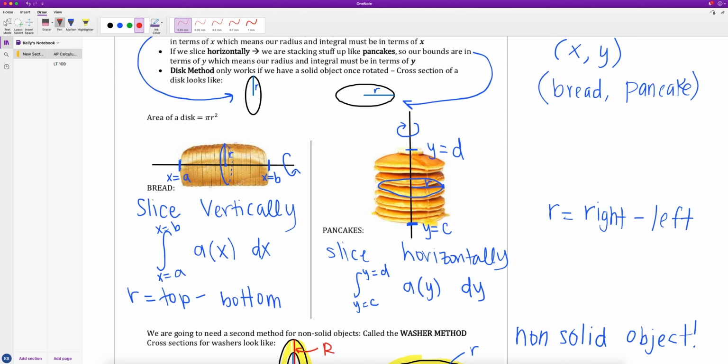Our next video is going to pick up with some more examples, but instead of revolving around the x and the y axis, we're going to talk about what happens when we revolve around lines that are not the x or the y axis, but are still horizontal or vertical.